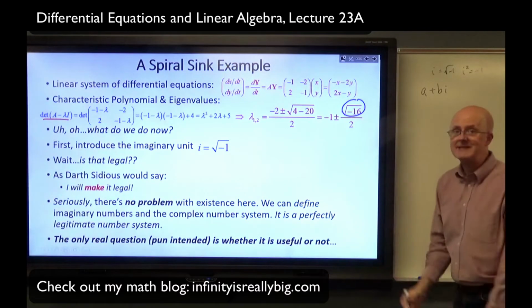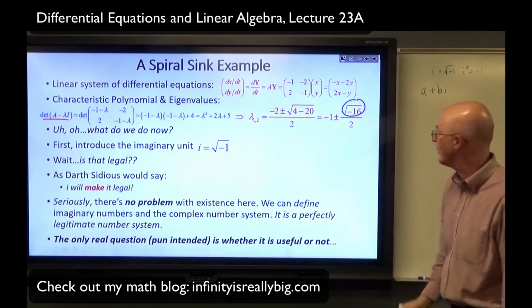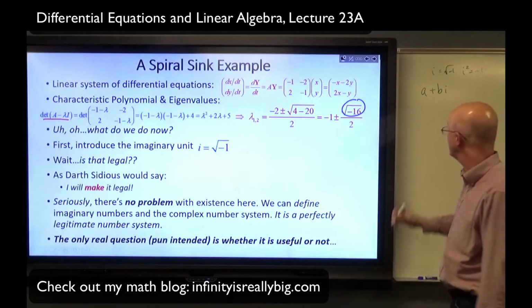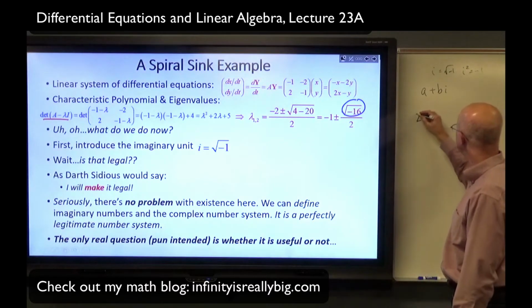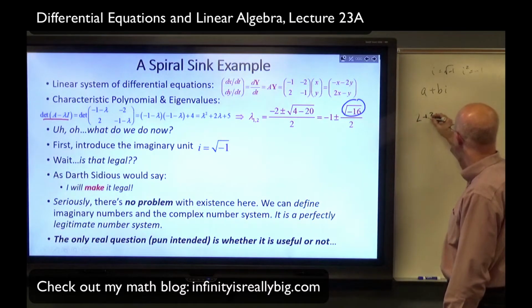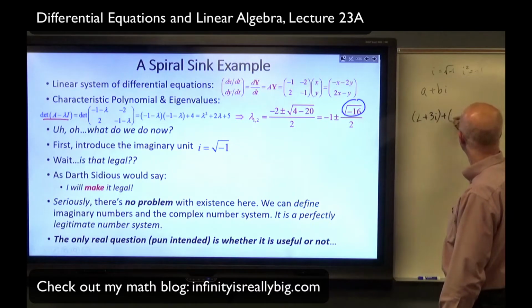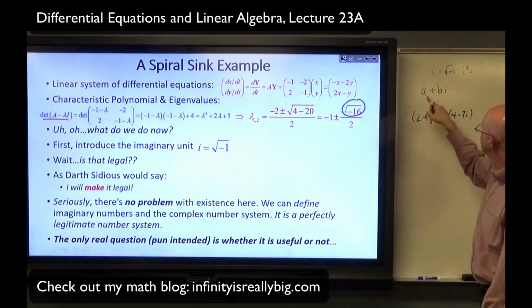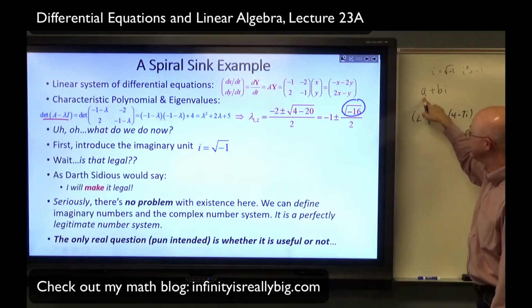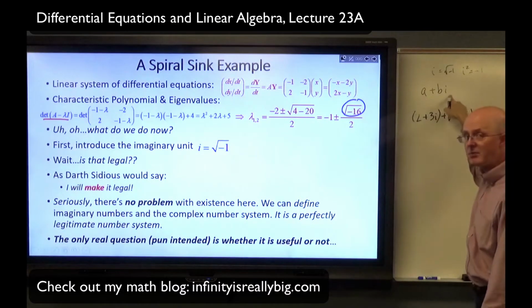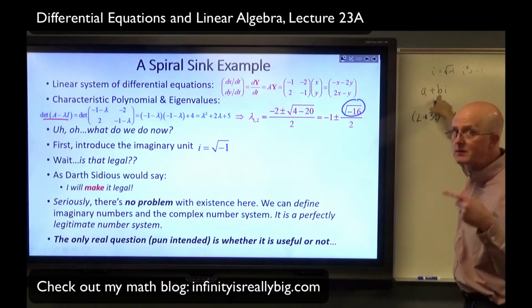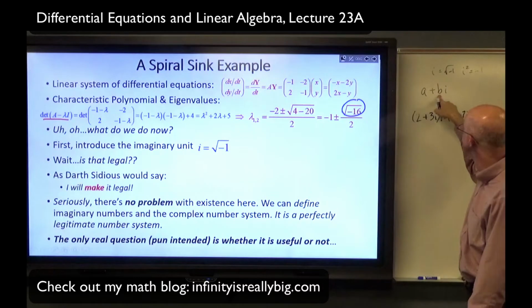I can certainly write symbols like this, and I can certainly define what it means to, for example, add complex numbers. For example, if I'm going to take 2 plus 3i and add 4 minus 7i to that, the A, that real number, is called the real part of the complex number, and the B, which is a real number, is called the imaginary part. Even though it's a real number, that's real important to keep track of.